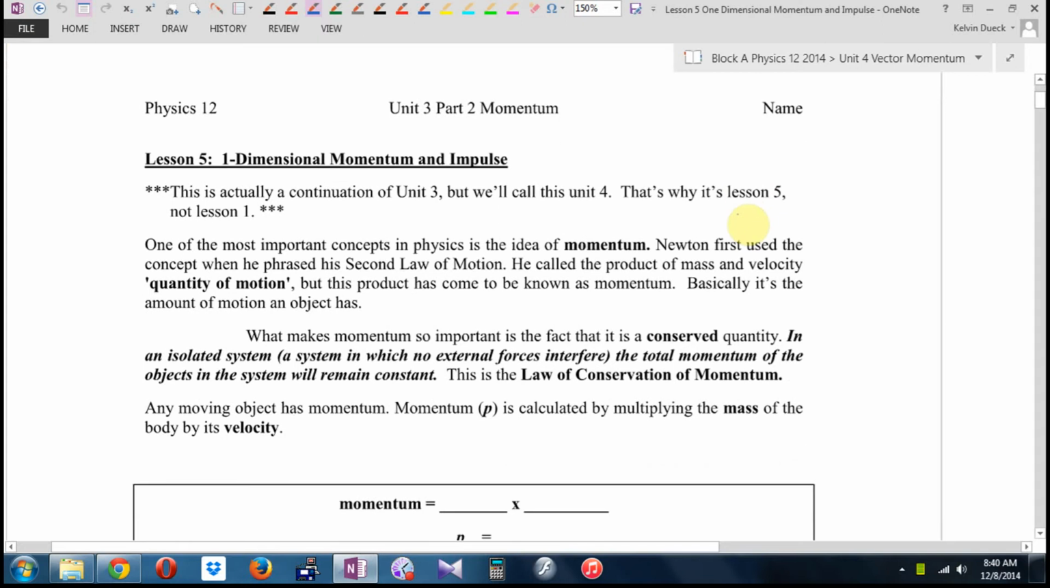One of the most important concepts in physics is the idea of momentum. Newton first used the concept when he phrased his second law of motion. Newton never actually said F equals ma, Logan, he phrased it differently. He was much less interested in acceleration and much more interested in momentum. He called the product of mass and velocity quantity of motion. But over the years, this product has come to be known as momentum. It's the amount of motion an object has.